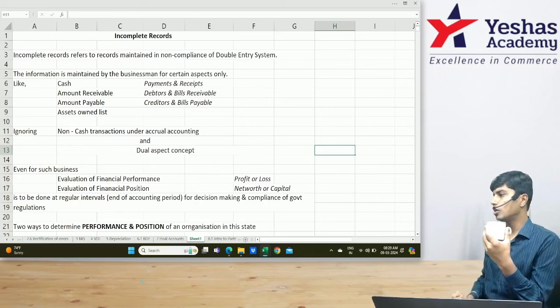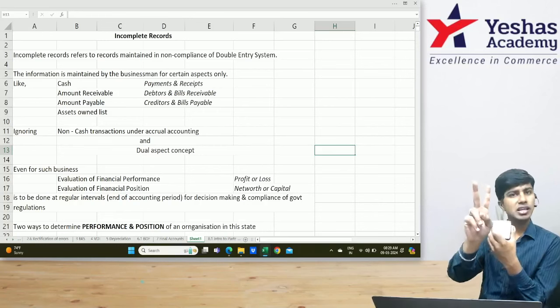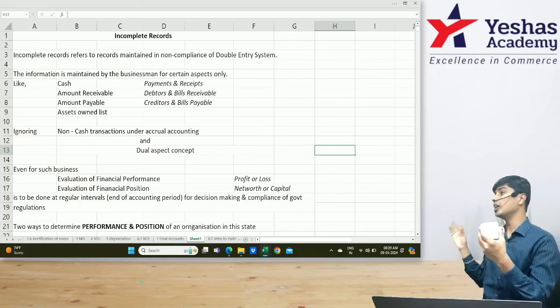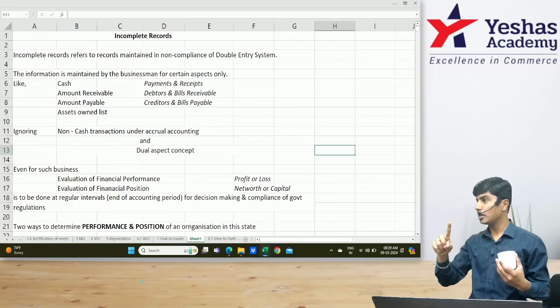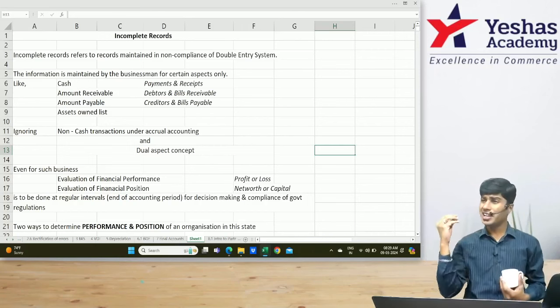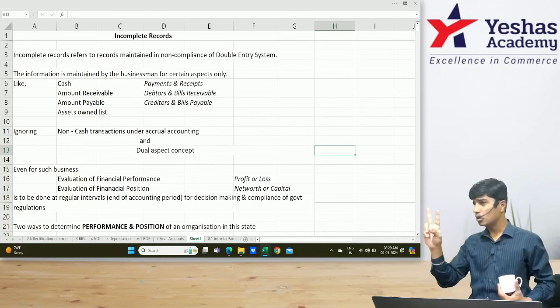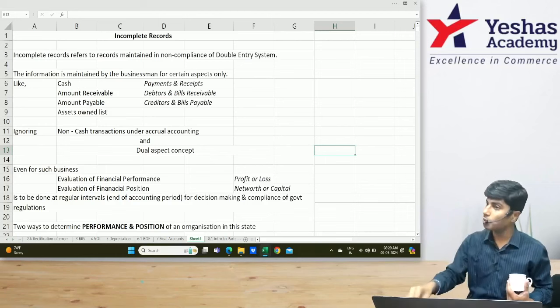If you sell goods, what is the journal entry? Cash account debit to sales. Cash is the debit aspect, sales is the credit aspect. Capital introduced by way of cash: cash account debit to capital account. Cash is one aspect, capital is another aspect. Any transaction that you say will always have two aspects. Am I right? We should record both the aspects.